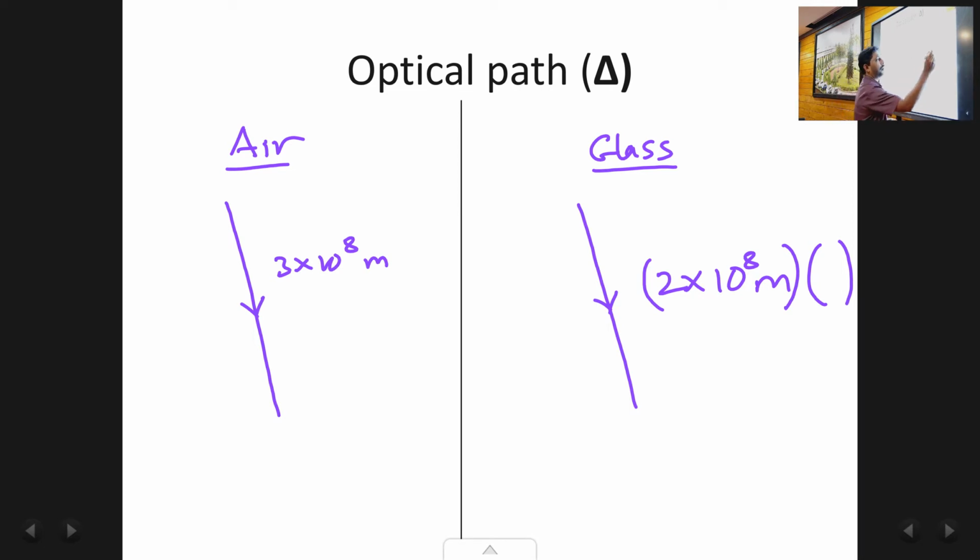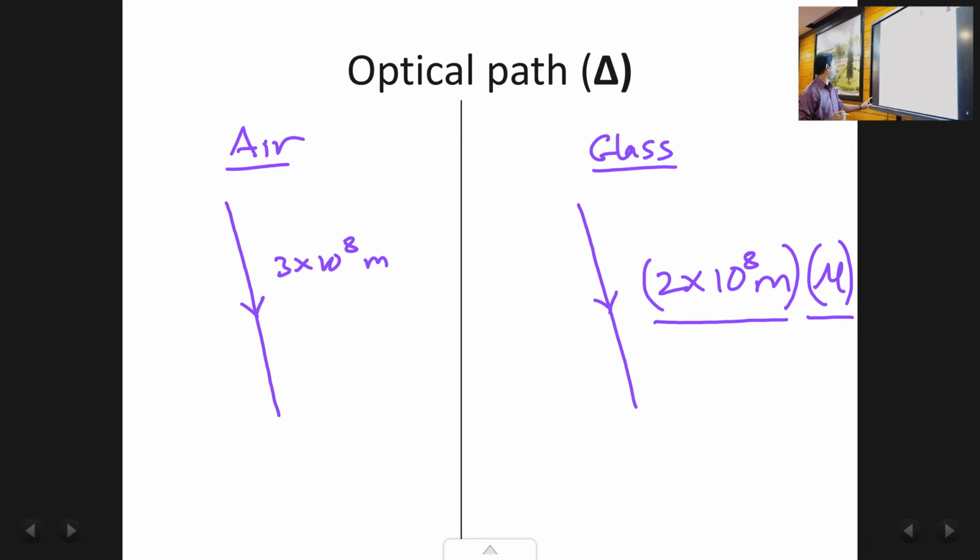It works out that this number is nothing but mu, the refractive index of the medium in which glass is traveling. And this total now, 2 into 10 raised to 8 multiplied with mu, this is called the optical path traveled by this ray of light. So hope you have understood why we require optical path. Because in glass it is traveling 3, here it is traveling less. So to compensate for this lesser distance, I have to multiply with mu, the refractive index of the medium.